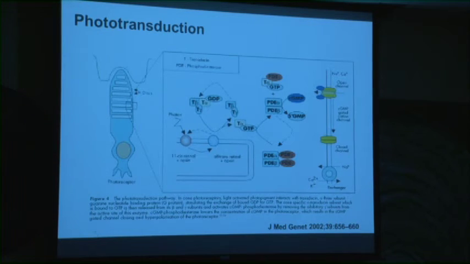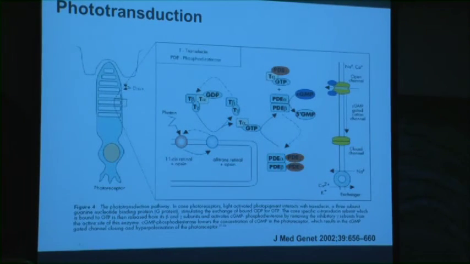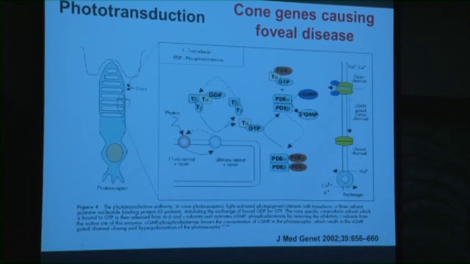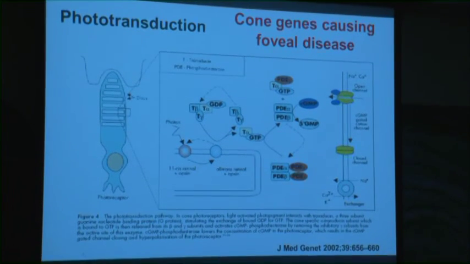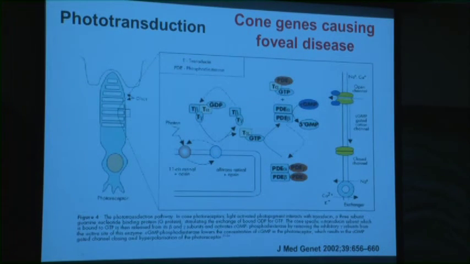This is, of course, a cartoon of phototransduction, and what I want to do is highlight the cone genes that can cause foveal disease. There are three that cause achromatopsia. Achromatopsia is a loss of all cone function, and that's a serious blinding disease. Patients basically have no central acuity and see with their extrafoveal photoreceptors, the rods.